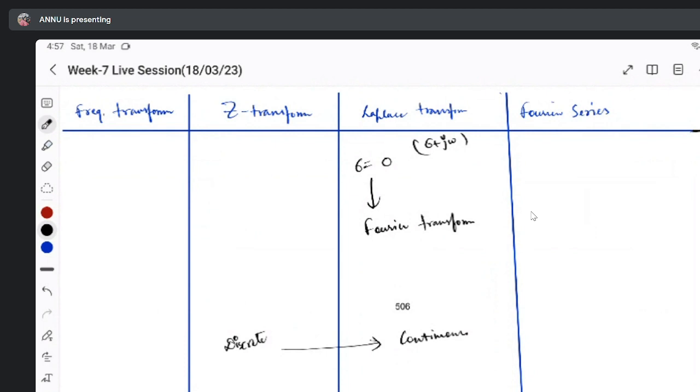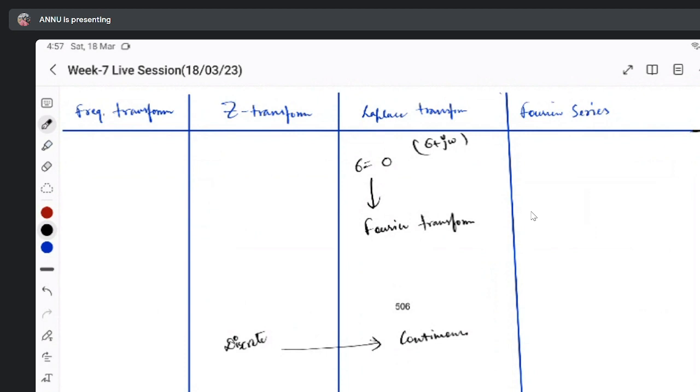Okay, nice interpretation, and I'm very glad that you know. But one question: can you tell me the difference between all these, ma'am? These are different transforms.